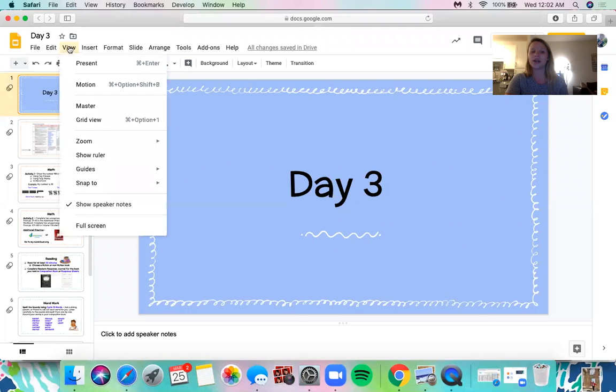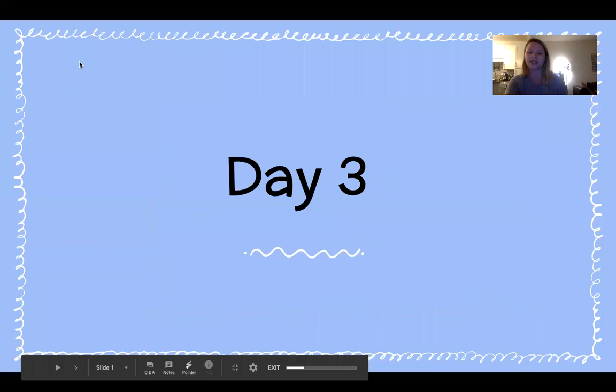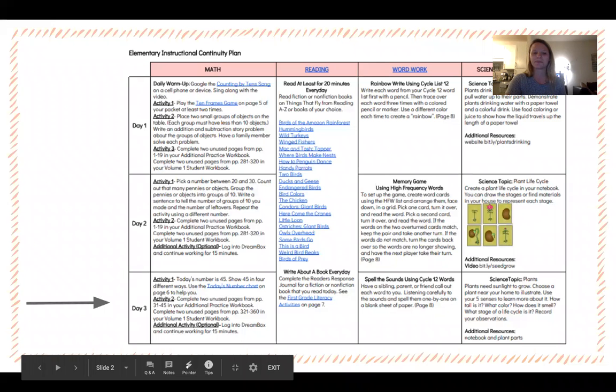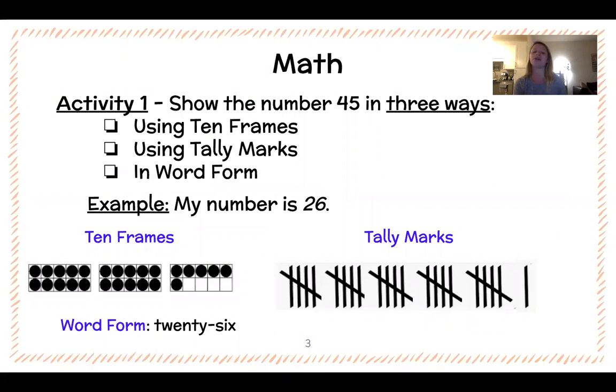So we're going to start on day 3. Day 3 is going to be at the bottom of your packet, all the way at the bottom of the first page. Okay, your first math activity is to show a number in 3 different ways. You're going to pick a 2-digit number and you're going to show it in 3 different ways using 10 frames, tally marks, or in word form.